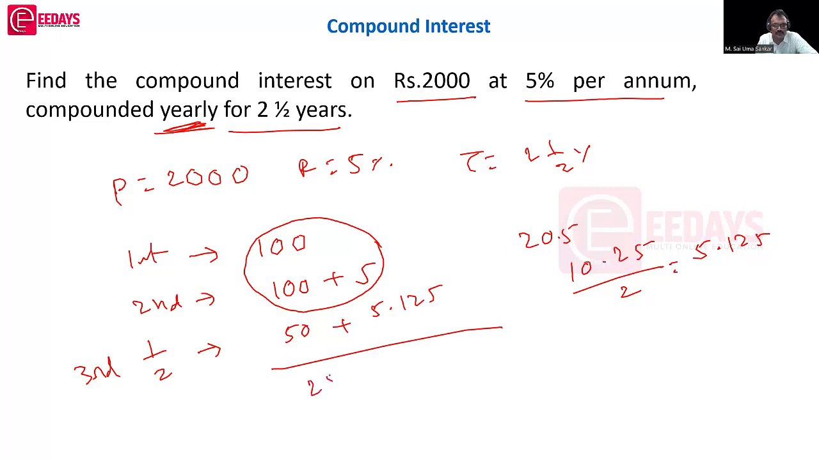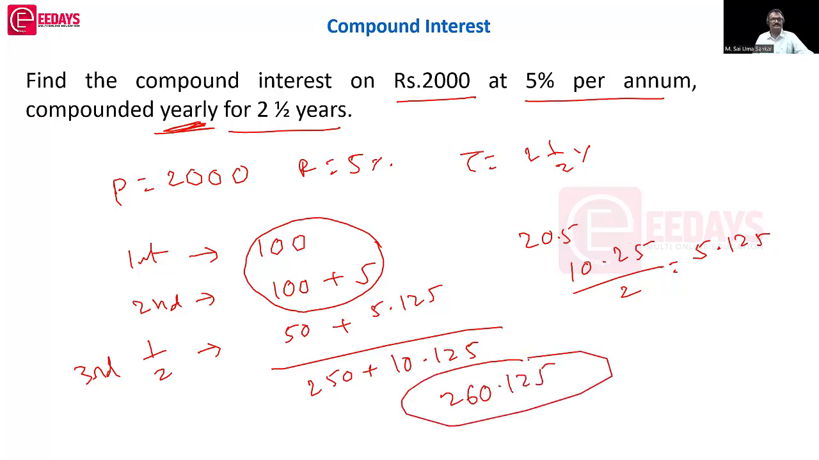సో వాట్ ఈస్ ద ఆన్సర్? దిస్ ఈజ్ ఈక్వల్ టు 250 ప్లస్ 10.125. సో 260.125 which is required answer. That's it. ఏ కాంపౌండ్ ఇంట్రెస్ట్. అదే ప్రిన్సిపల్ అడిగాడంటే ఇక రౌండెడ్ ఫిగర్ రౌండెడ్ చేస్తాము. జస్ట్ యాడ్ 2000 and 260.125. దట్ ఈస్ ద టోటల్ అమౌంట్, బట్ ఇంట్రెస్ట్ ఈజ్ ఈక్వల్ టు 260.125. నెక్స్ట్ ఎగ్జాంపుల్.